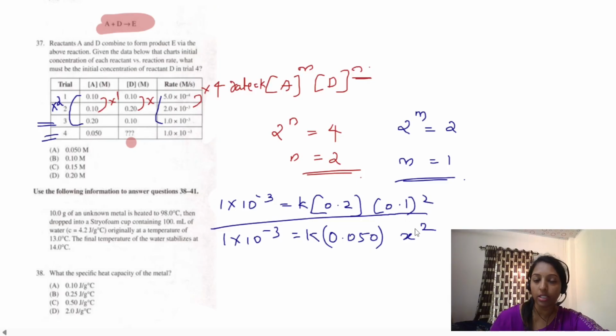Okay, so this is the thing. This and this cancel out, K can cancel out, then you can solve it for X. So that will be the initial concentration of D in this trial 4. Okay, so you can check the calculation, and I think I got D option.